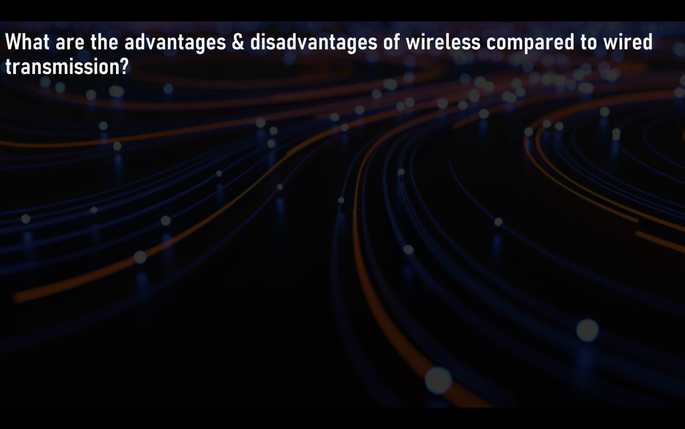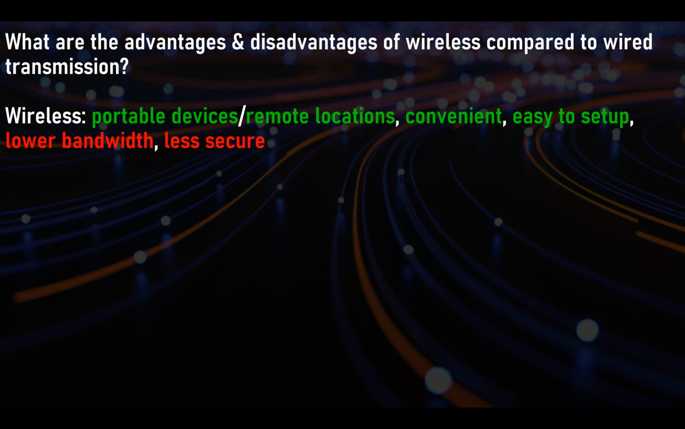Right, then let's think: what are the advantages and disadvantages of wireless compared to wired transmission? Again, pause the video and have a think. We say wireless can be used for portable devices and remote locations, it's convenient and easy to set up, and we can move around. However, the disadvantages are that it has lower bandwidth and is less secure.